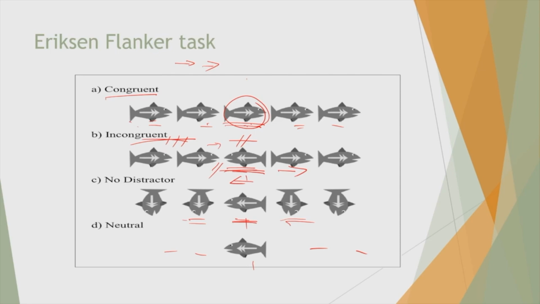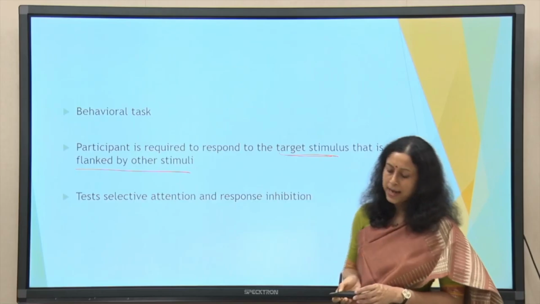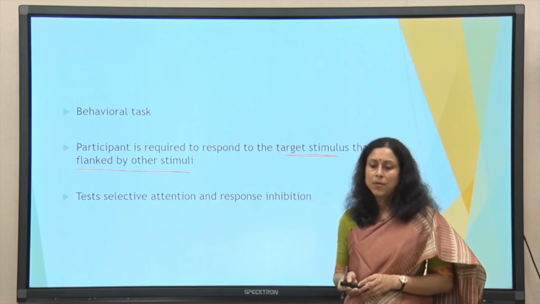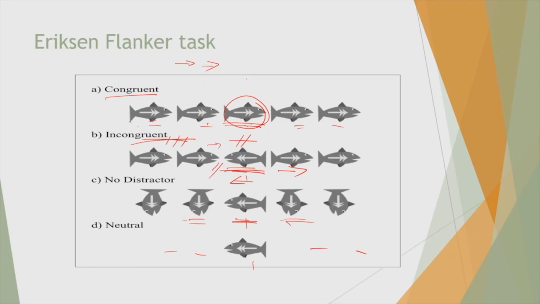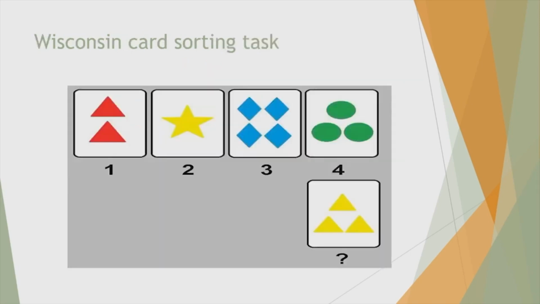The idea is to check under what circumstances the participant fails to detect the central arrowhead or the fish or whatever. So, basically this is a test of selective attention and response inhibition. More often than not, the flankers might distract from the target stimuli. Who gets distracted, under what conditions, what task conditions, what kind of variables in terms of the participants and so on will be the research question, but this is how the task looks.